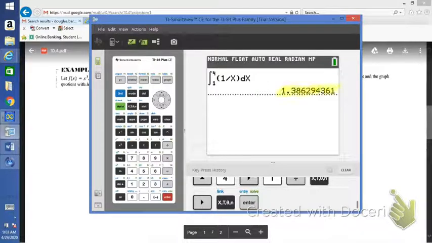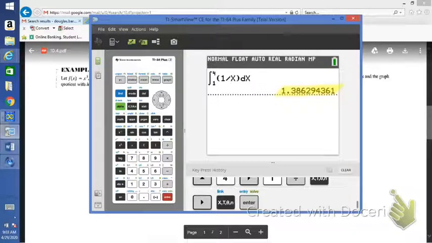The area underneath the curve of 1 over x between x equals 1 and x equals 4 is 1.386. Now, if you have the TI-83 calculator, you got to do things a little bit differently.